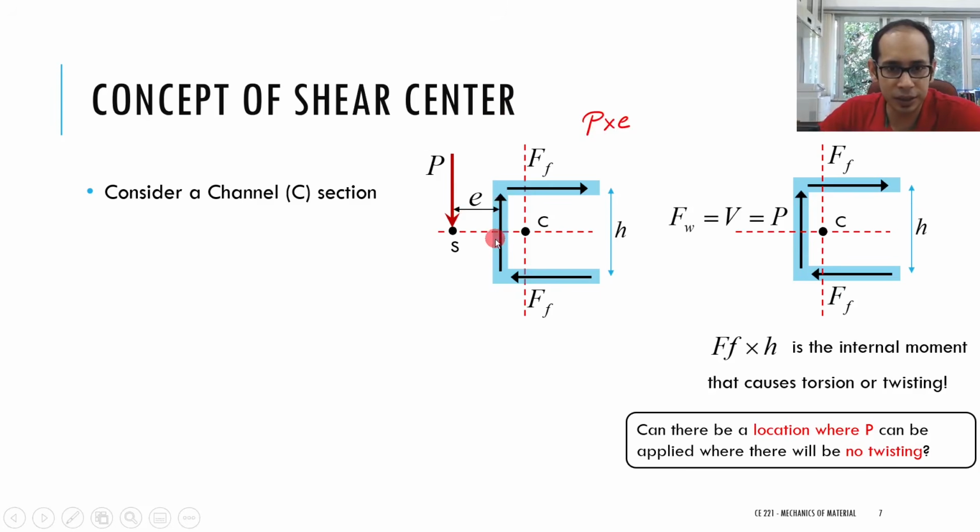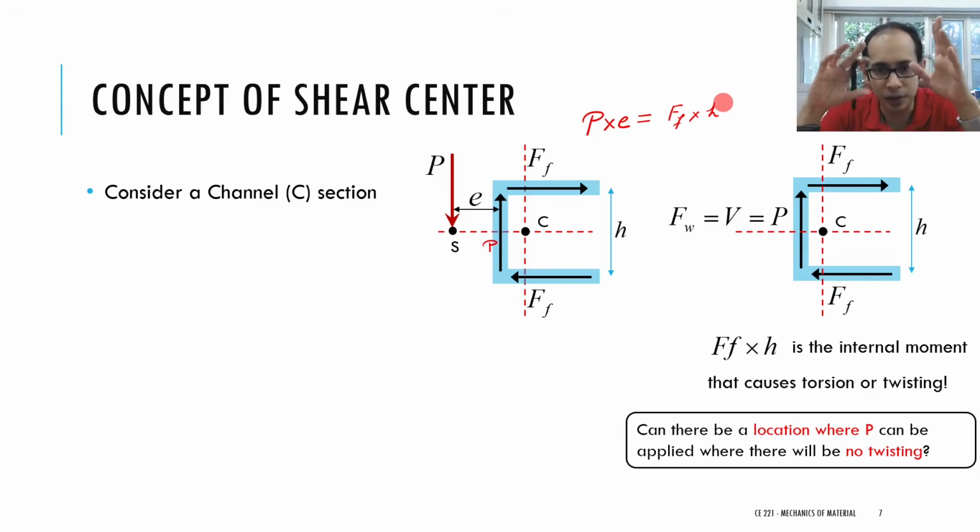See, this is also the internal P that is developing over here. So let me just write that here as well. If I have this equal and opposite P separated by an e, the anti-clockwise moment should be sufficient to resist this clockwise moment. So if I do this P times e and choose the distance e such that it equals F_f times h, then I'm completely nullifying the clockwise moment due to F_f times h, and I can resist the twisting of the beam.